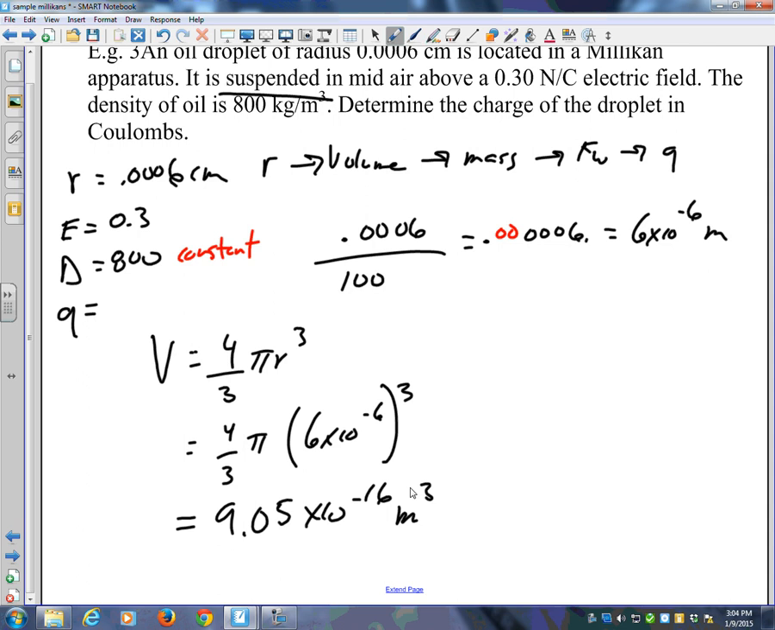All I've done now is convert to volume. What's the next step? I got to get the mass. Do you remember way back when we started this little adventure? You learned about the formula D equals M over V, density equals mass over volume. There's a reason why I taught it back then, and that's because of today. The density of this particular oil is 800. We're going to solve for M using this volume right here.